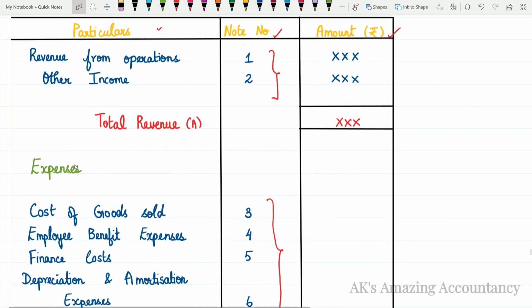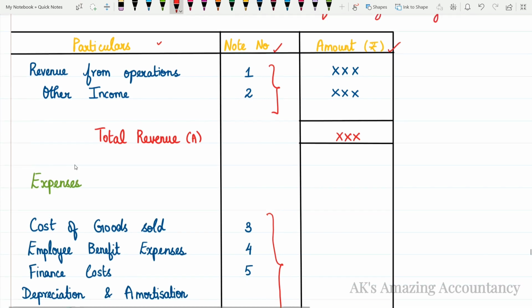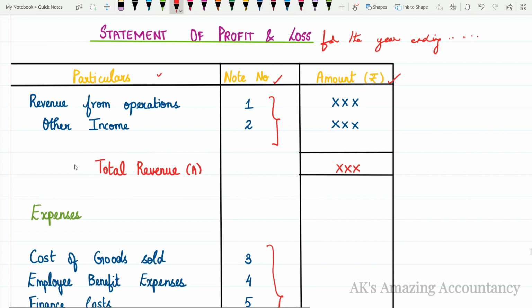As I told you already, each note consists of the items which come under that particular heading. So you will not show any calculations in the statement of profit and loss. You will do all the calculations under each and every note, and only the final amount is brought to the statement of profit and loss. So before you prepare the statement of profit and loss, you have to prepare each note. After finding the total of each note, then only you take the total to the main statement of profit and loss.